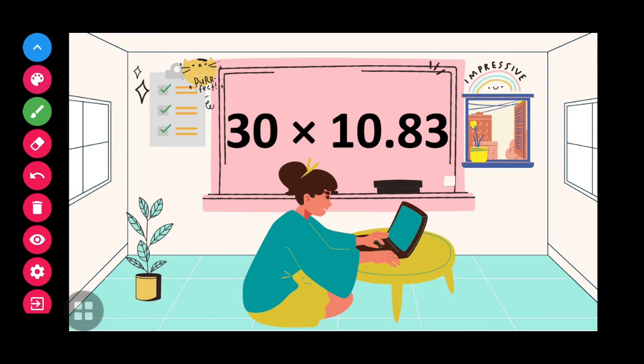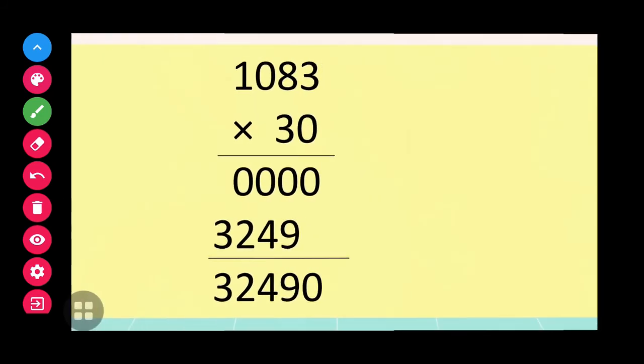Do you think this teacher has given you a difficult sum? No, I don't think so. I think we can handle this also with the same principles. Now we have to write 30 and 10.83 without considering this decimal point. When we write it without considering this decimal point, you can write it as 30 and 1083.